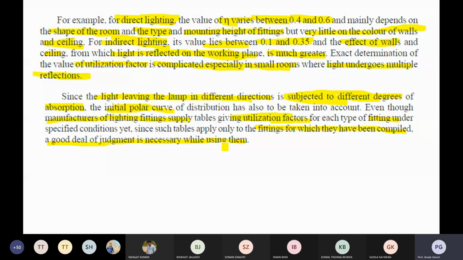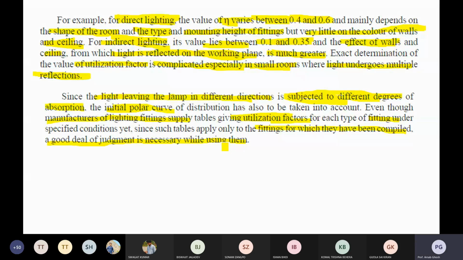Next one is the depreciation factor, that is P. The last one was your utilization factor, now the depreciation factor. Again, you can say it's a ratio: the ratio between the illumination under actual conditions to the illumination when everything is perfectly clean. As I discussed in the last class, moisture or a dusty area may affect the efficiency of your illuminating plane or illuminating source.